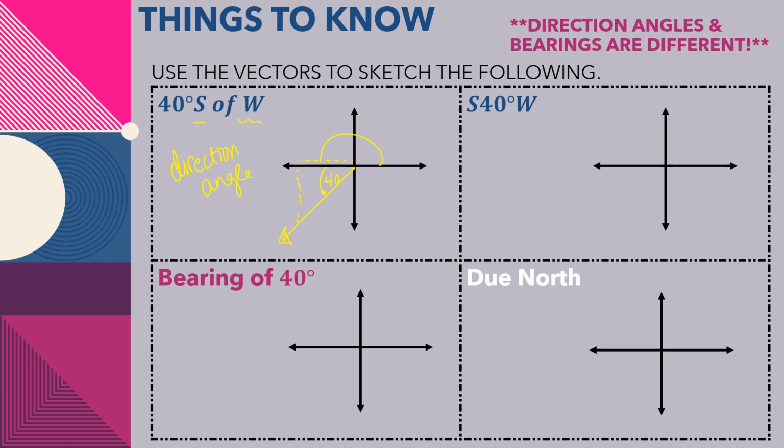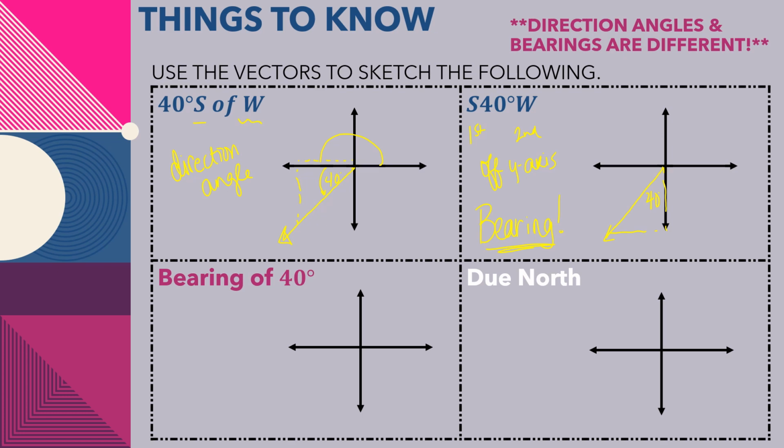Okay, the next one is south 40 degrees west. Okay, this one tells me to go south first 40 degrees and then go west. So south 40 degrees and then west. This 40 degrees is coming off of the y-axis, so it is a bearing. All right, so do you notice the difference between the notation?